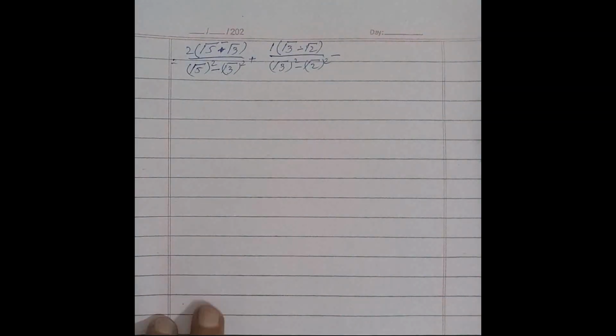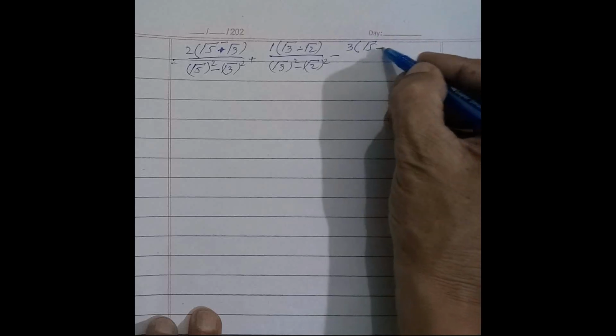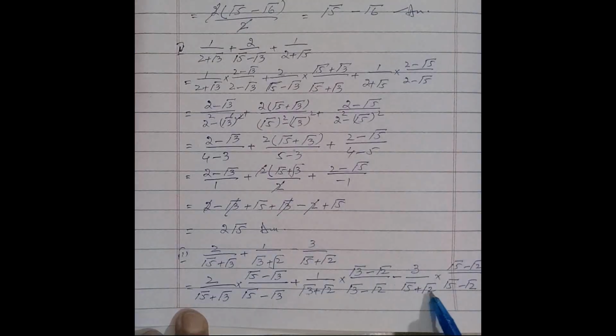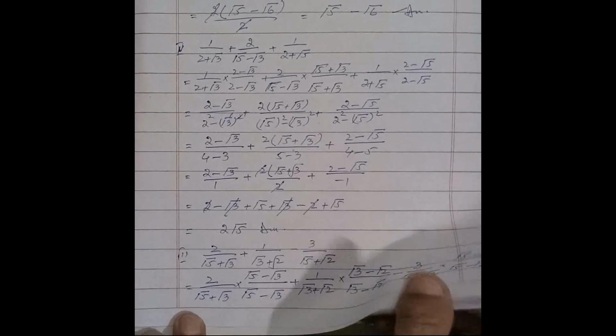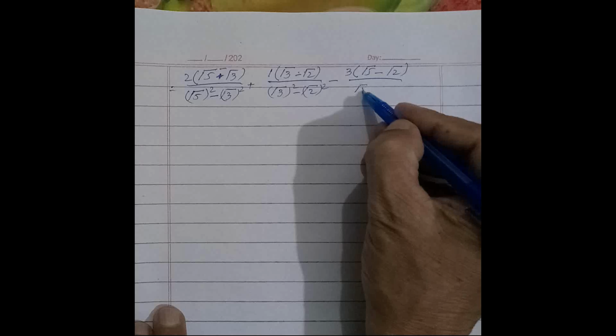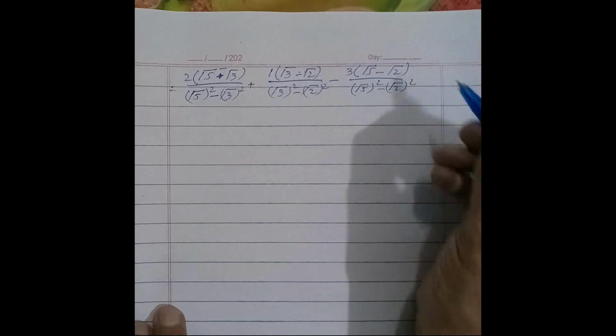And the next is 3 into square root 5 minus square root 2 over, in the denominator, we have a plus b into a minus b. The answer is a square minus b square. So here square root 5 whole square minus square root 2 whole square.